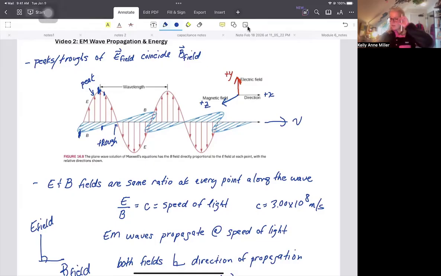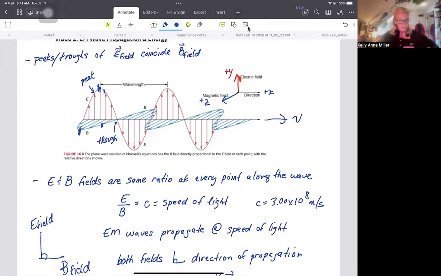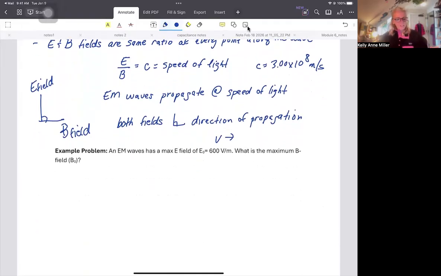Okay, so I wanted to do an example problem. Let's say that you've got an E&M wave that has a maximum E field of 600 volts per meter, and I want to know what the maximum B field is. This is pretty straightforward. E naught is the symbol we use for the max E field, and B naught is the max B field.